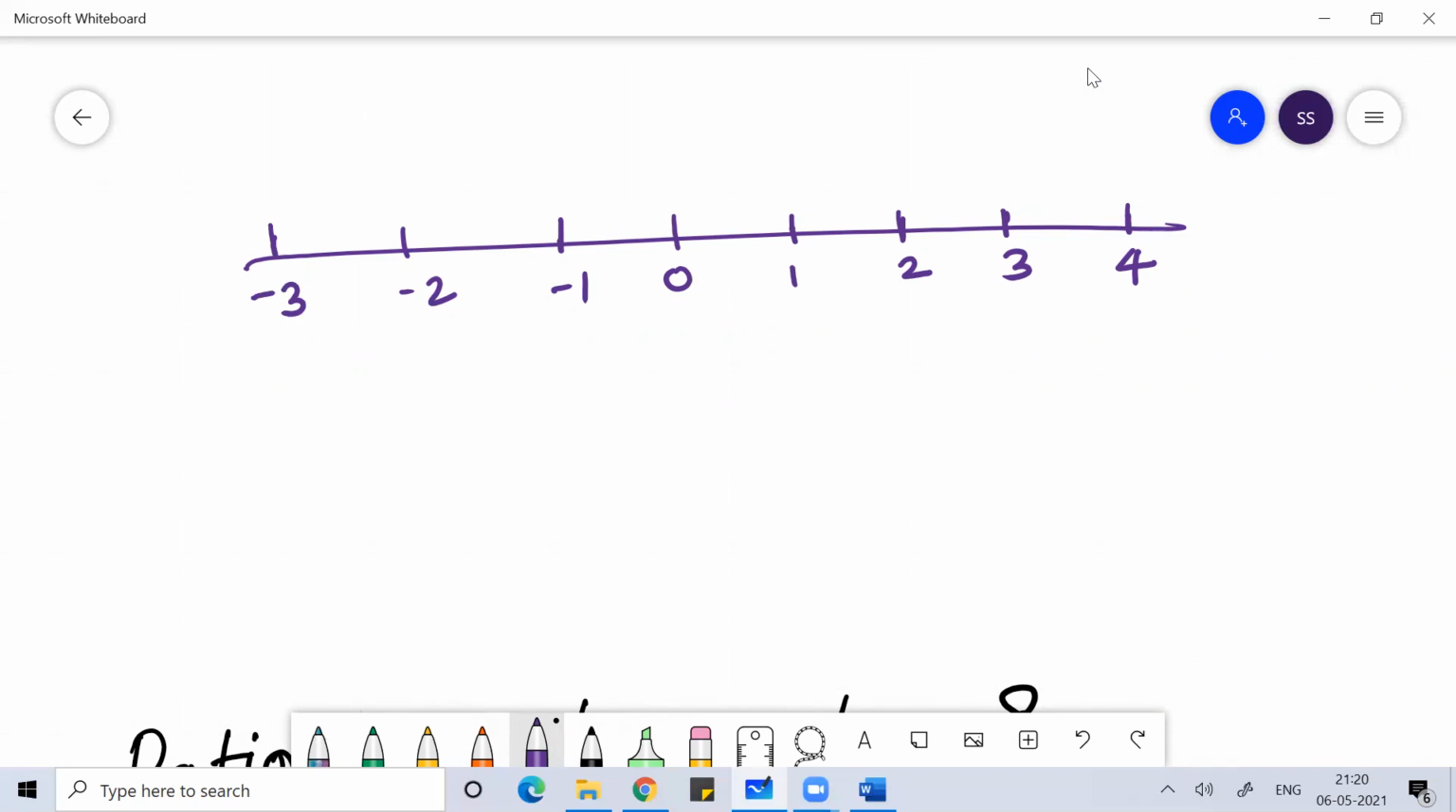0 is neither a positive nor a negative integer, while the right-hand side of 0 is called positive integers, and the left-hand side of 0 is called negative integers. Okay, so what are integers? We'll talk about integers later on. Or probably you can understand integers as those forms of rational number which have a denominator of 1. For the time being, you can understand it like that.